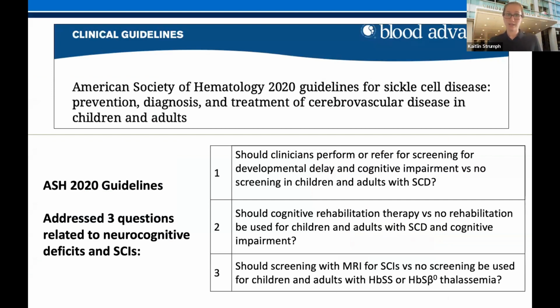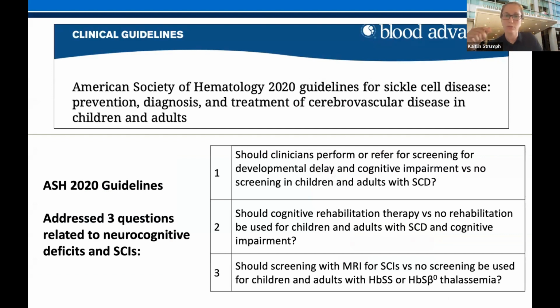So in 2020, the American Society of Hematology, I think, tried to rectify that a little bit, and they came up with guidelines for sickle cell disease related to the prevention, diagnosis, and treatment of cerebral vascular disease in children and adults. And 3 of the questions that they addressed within the guidelines were related to neurocognitive impairment.